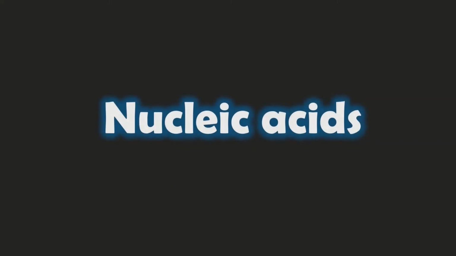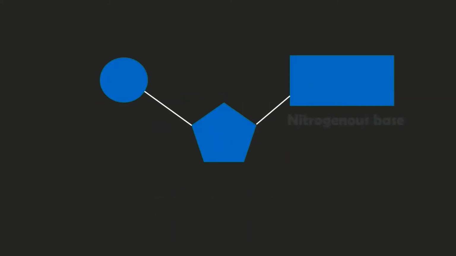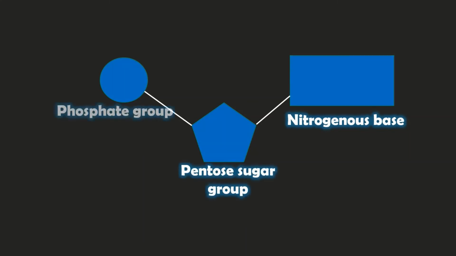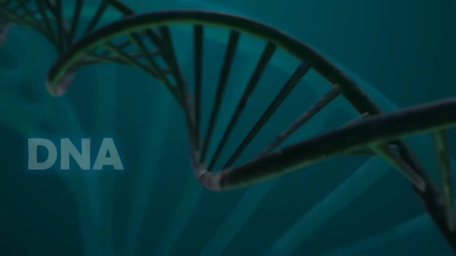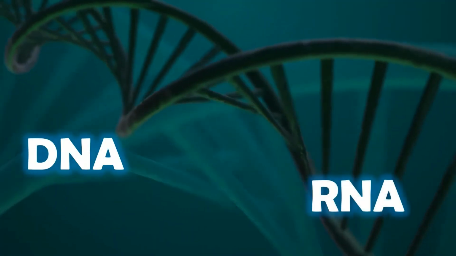Finally, we have nucleic acids. The monomer of nucleic acid is the nucleotide. Each nucleotide is made up of a nitrogenous base, a pentose sugar group and a phosphate group. There are two different types of nucleic acids: DNA and RNA.